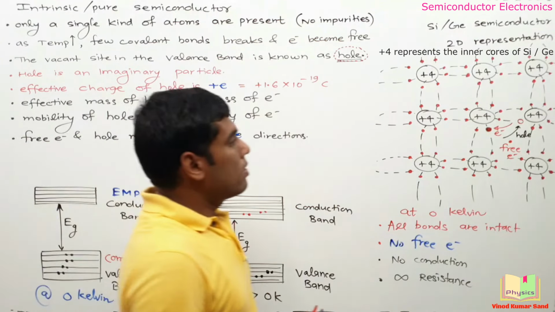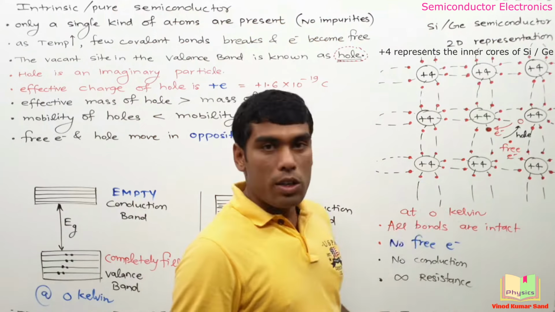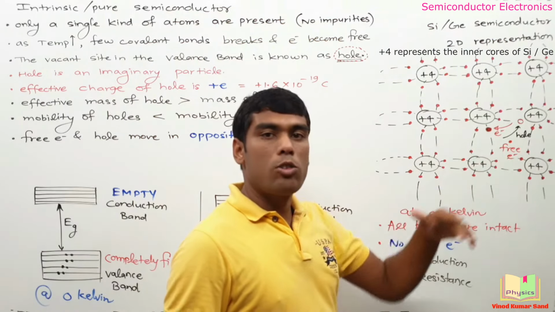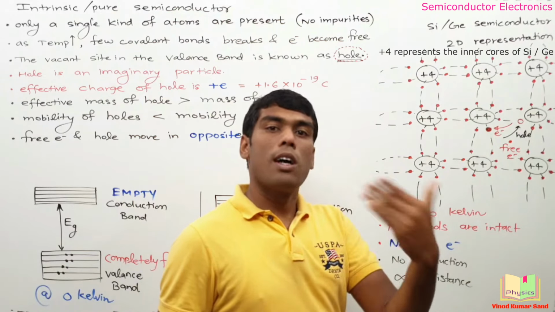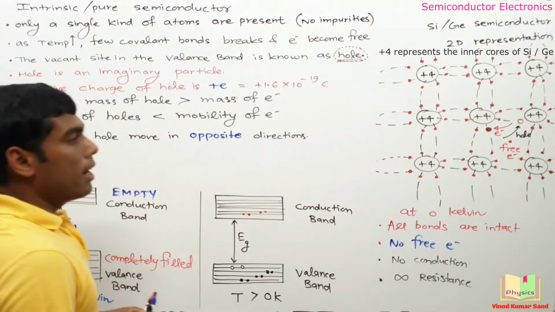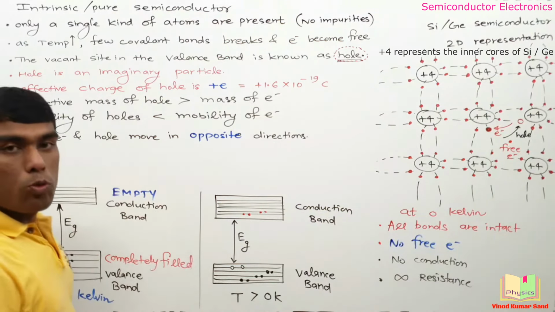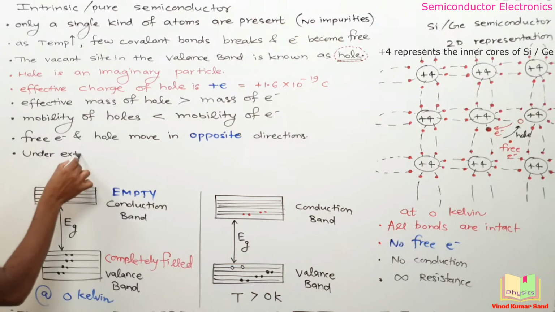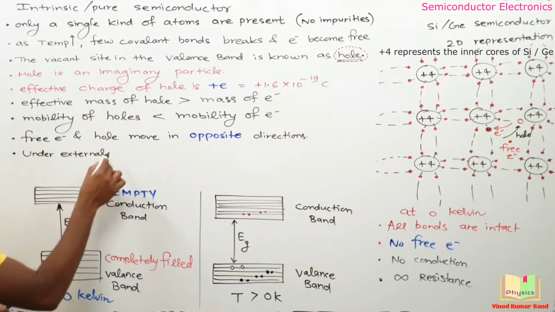Now, what happens if we apply an electric field? When an electric field is applied, the free electrons will try to move from low potential to high potential, and the holes will try to move from high potential to low potential. I am writing that here under external electric field.